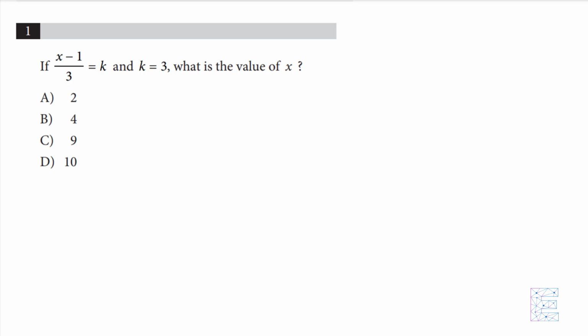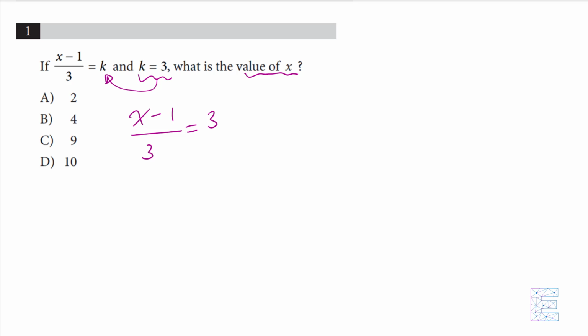If (x minus 1) over 3 equals k, and k equals 3, what is the value of x? Once again, this is a two-step problem using plug and chug. We are given the value of k, so the first thing to do is to plug in this k in here. So (x minus 1) over 3 equals 3. Now this question is asking us to solve for x, so once we solve for x, this will be it.